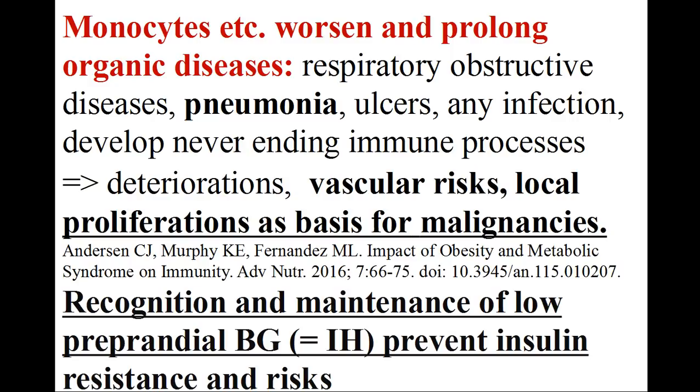Monocytes, LDL, etc. worsen and prolong also organic diseases, respiratory obstructive diseases, pneumonia, ulcers, any infection, and sustain never-ending immune processes that cause deteriorations, vascular risks, local proliferations as basis for malignancies. Recognition and maintenance of low preprandial blood glucose, corresponding to initial hunger, allows lower bacterial proliferation, and lower immune involvement, preventing risks.